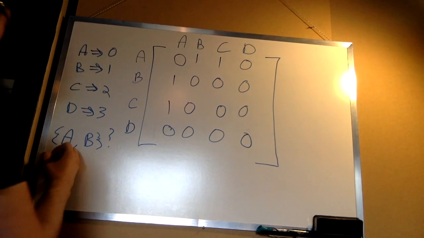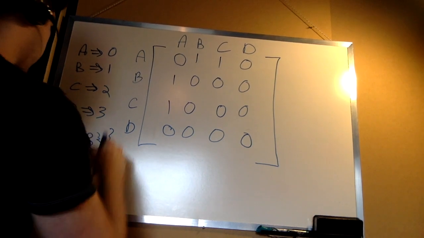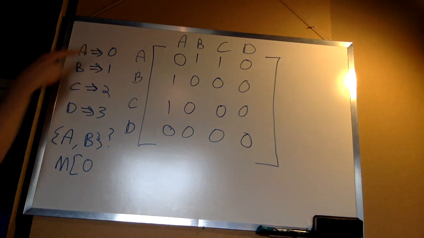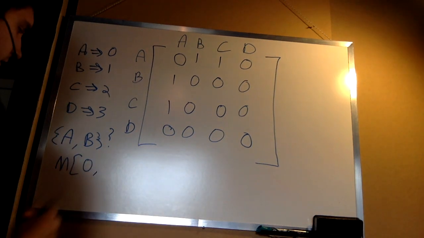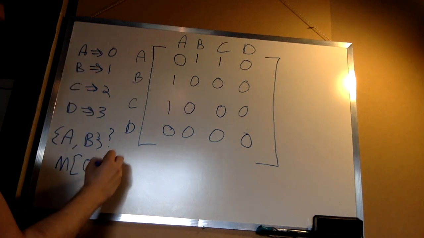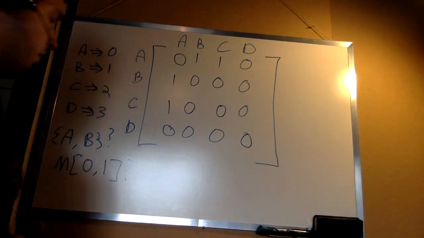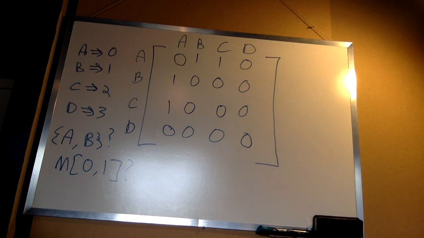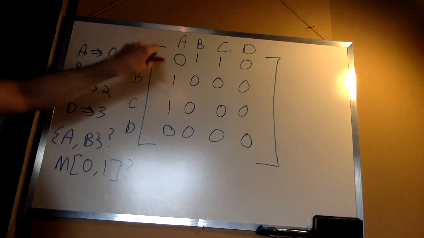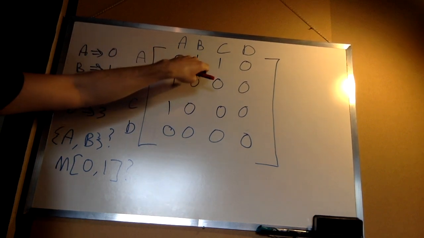Then we can say, okay, is our matrix at 0, because A is mapped to 0, A maps to 0, comma, B, which is mapped to 1, is this 1 or 0? Or is it at least higher than 0? So we see, okay, the row 0, which is this one, and then the column 1, which is this. So yes, it is.